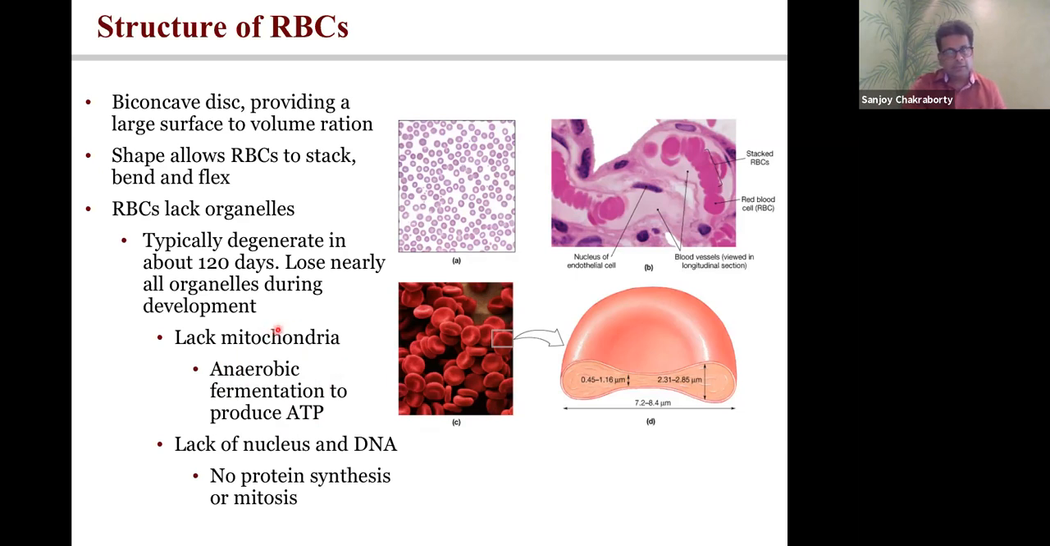Without mitochondria, that is not possible. So you can only go from glucose to pyruvic acid to lactic acid. That's what happens in a red blood cell. The approximate lifespan is like 100 to 120 days. So it's like leasing a vehicle. You lease a vehicle for 3 years, and you return it and get a new one.